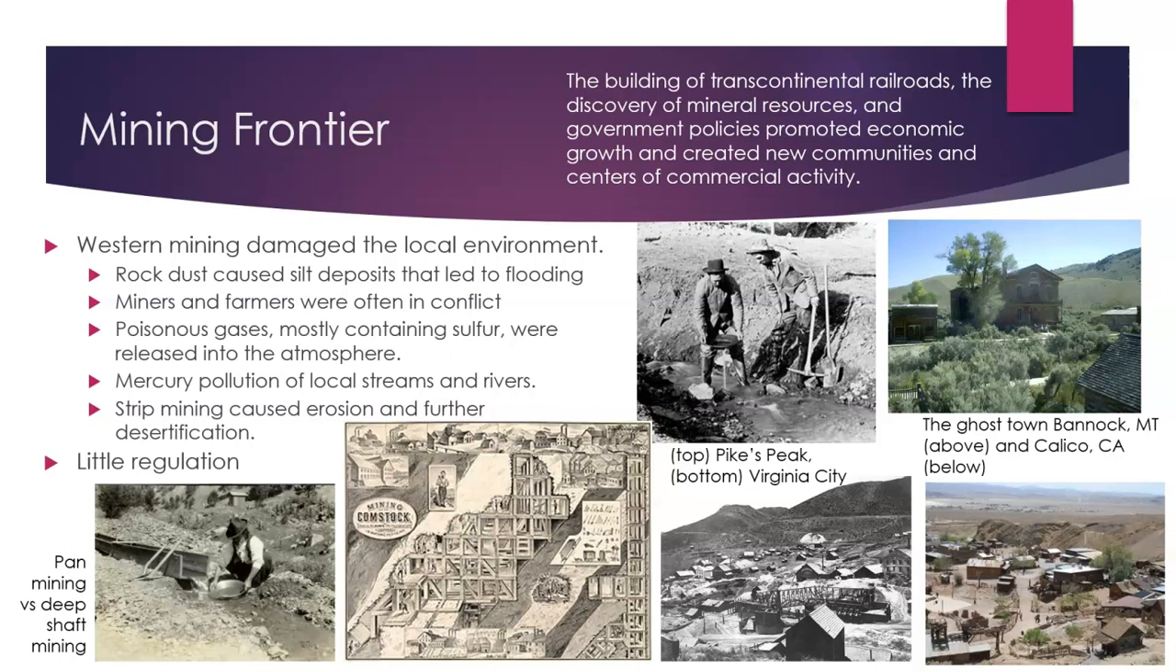Rock dust from drilling was often dumped into riverbeds, forming silt deposits downstream that could lead to flooding both in towns and on farmland. Miners and farmers were often at odds with each other over the effects of one enterprise on the other. Poisonous underground gases, mostly containing sulfur, were released into the atmosphere. Removing gold from quartz required mercury, the excess of which polluted local streams and rivers. Strip mining caused erosion and further desertification, turning large areas of semi-arid land into deserts where nothing would grow. But there was little regulation of this mining industry, at least not until the early 20th century.